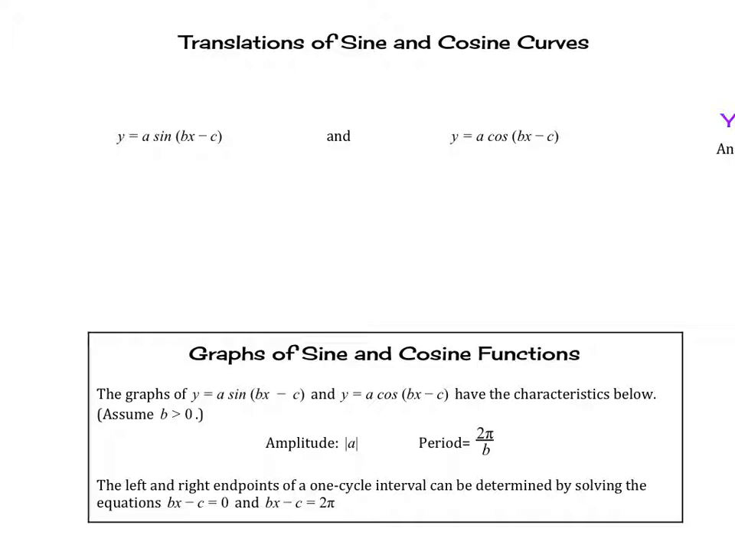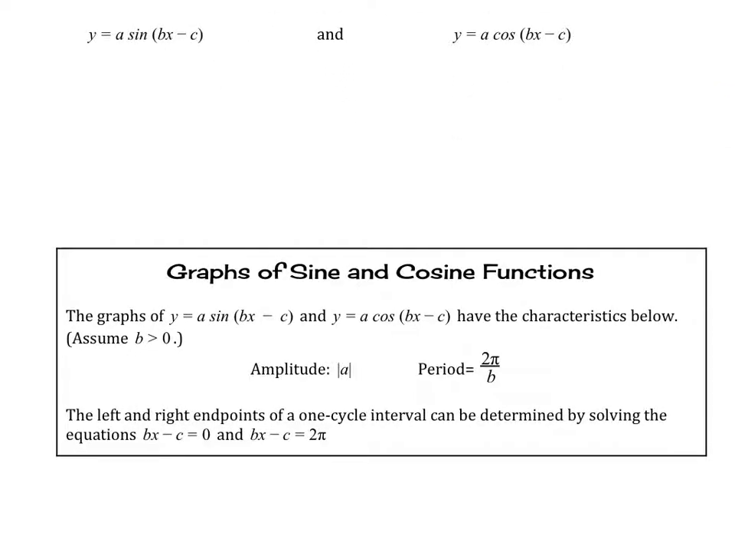Now we're going to have to determine the left and right endpoints of a one cycle interval, and that can be determined by solving the equations bx minus c equals 0 and bx minus c equals 2 pi, right? So the furthest left and the furthest right. And notice that that's on the inside right here.